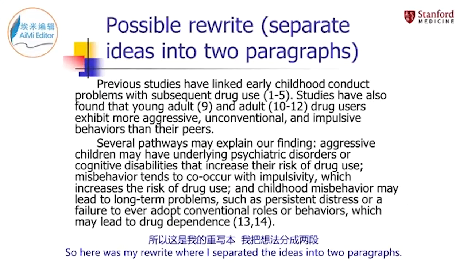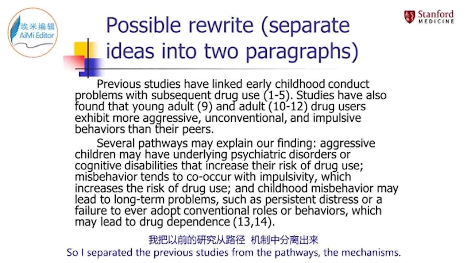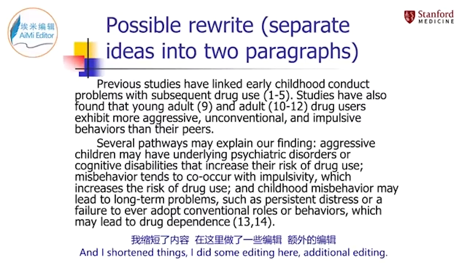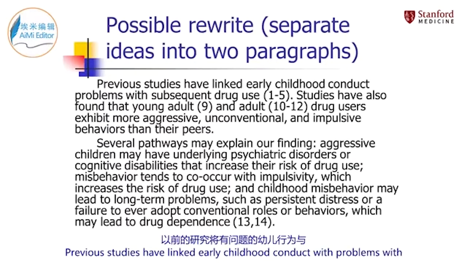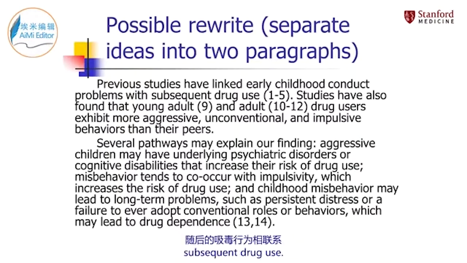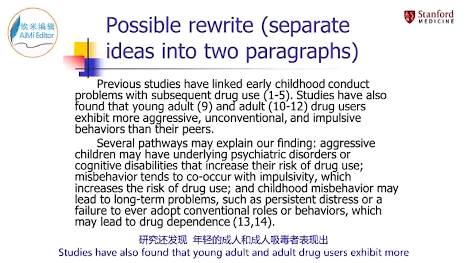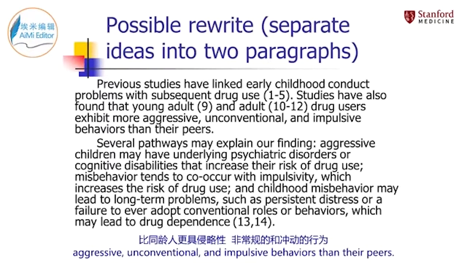So here was my rewrite where I separated the ideas into two paragraphs. So I separated the previous studies from the pathways, the mechanisms. And I shortened things. I did some additional editing here. Previous studies have linked early childhood conduct problems with subsequent drug use. Studies have also found that young adult and adult drug users exhibit more aggressive, unconventional, and impulsive behaviors than their peers.